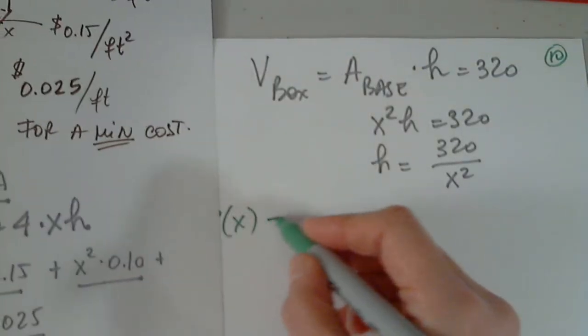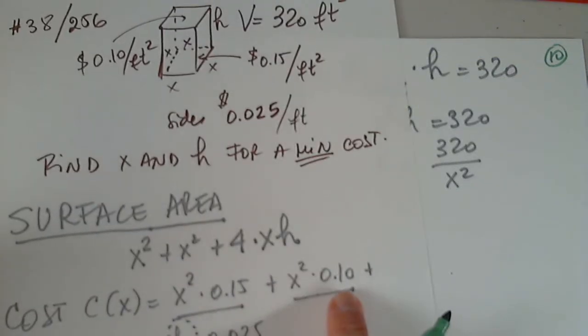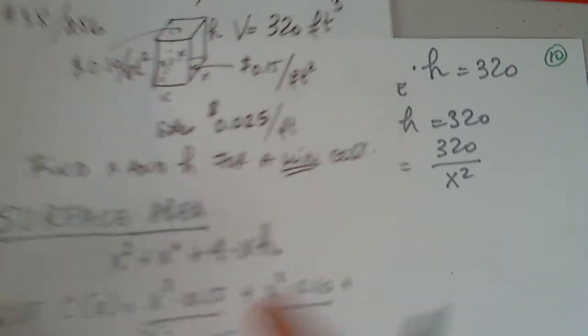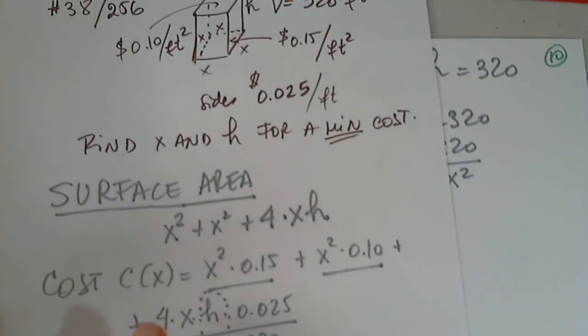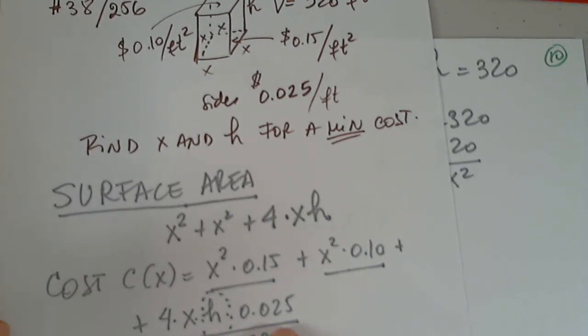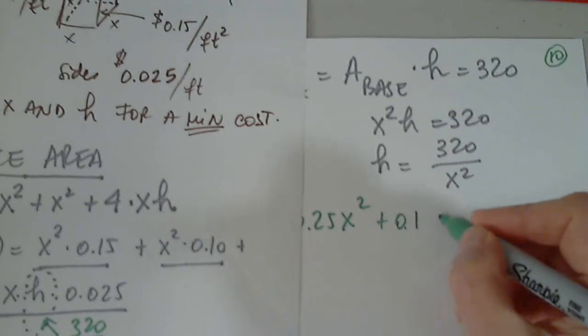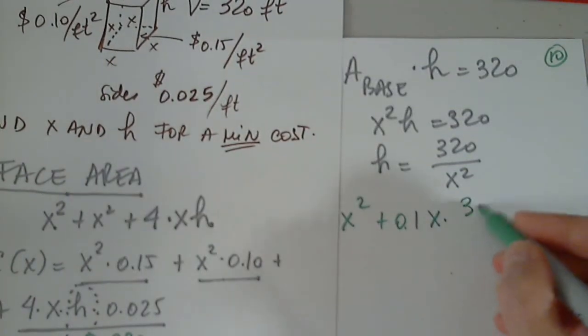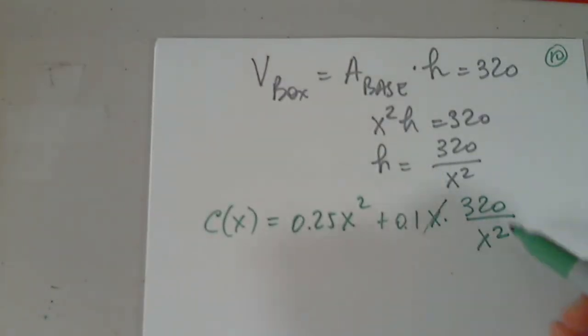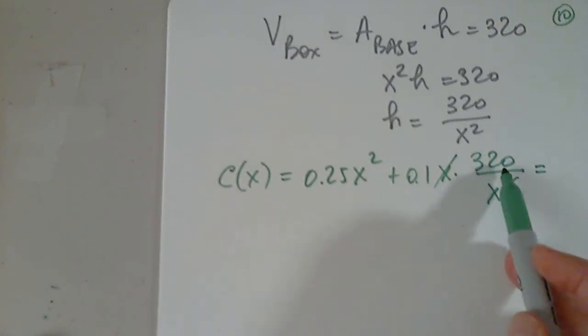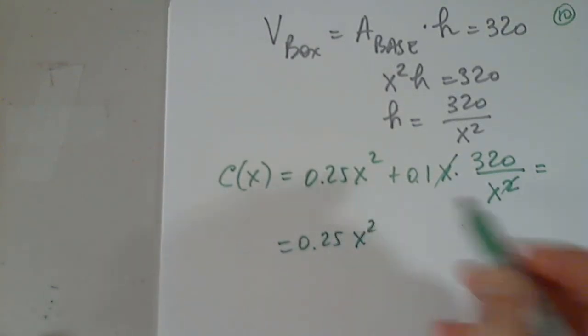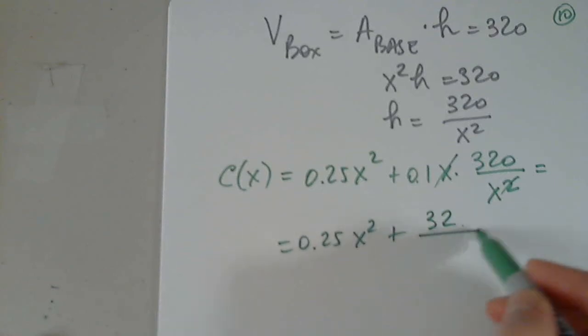I have 0.15 x squared plus 0.10 x squared, I get 0.25 x squared. And here I have plus 4 times 0.025, I get 0.1 times x times h, which is 320 over x squared. I will simplify one of the x's. I will multiply, and I have 0.25x squared plus 32 over x.